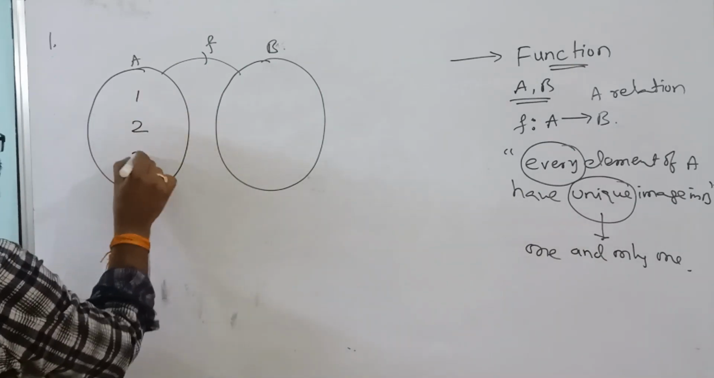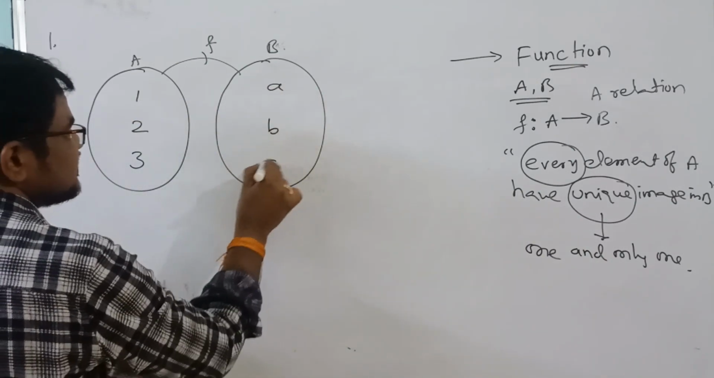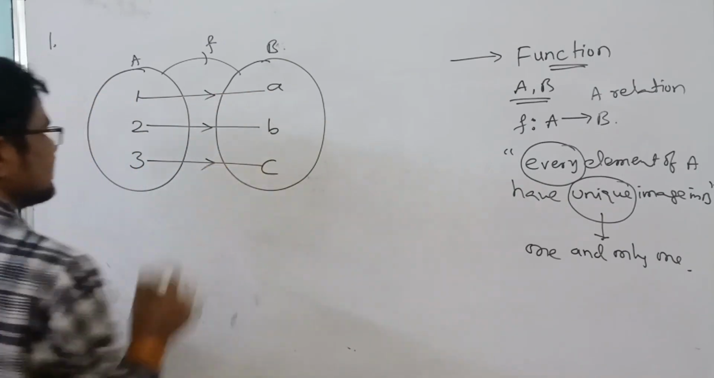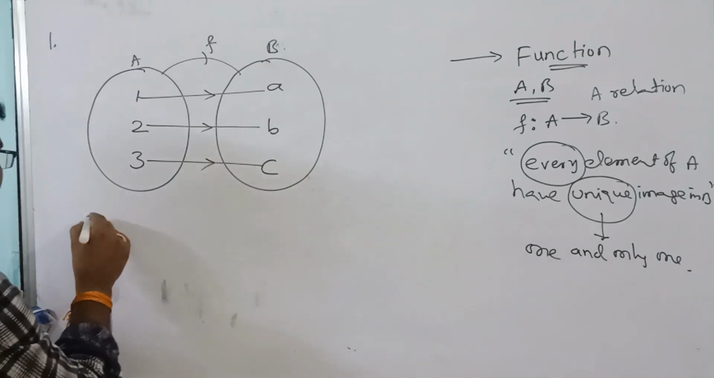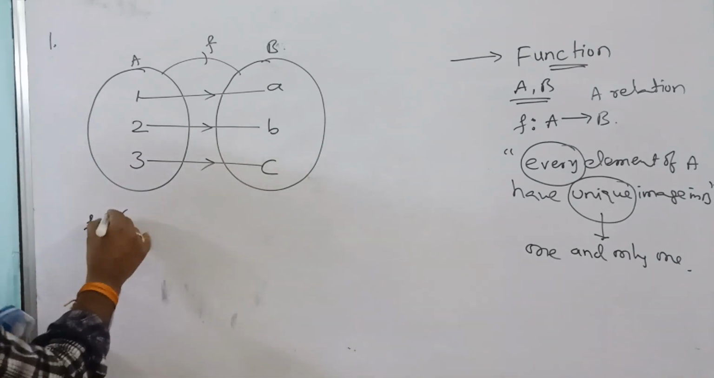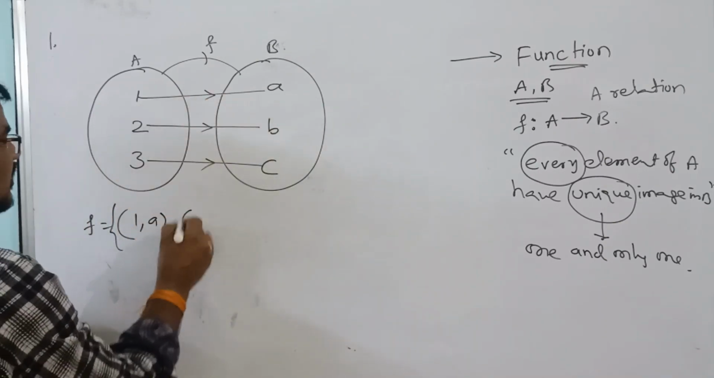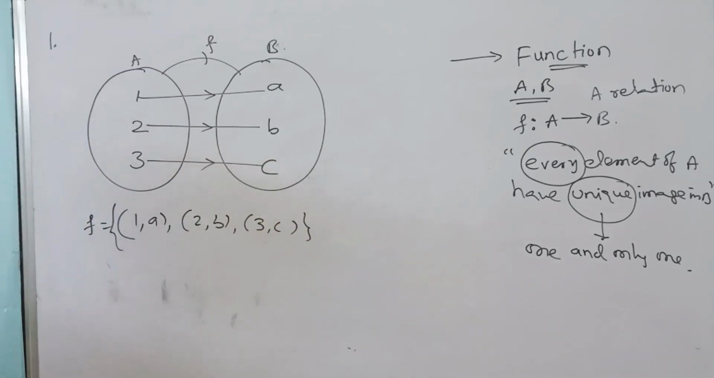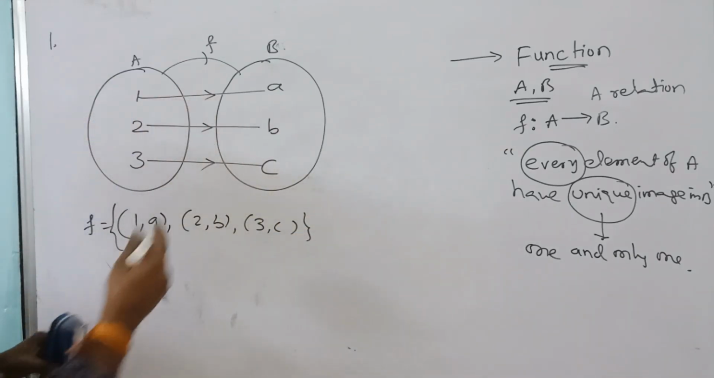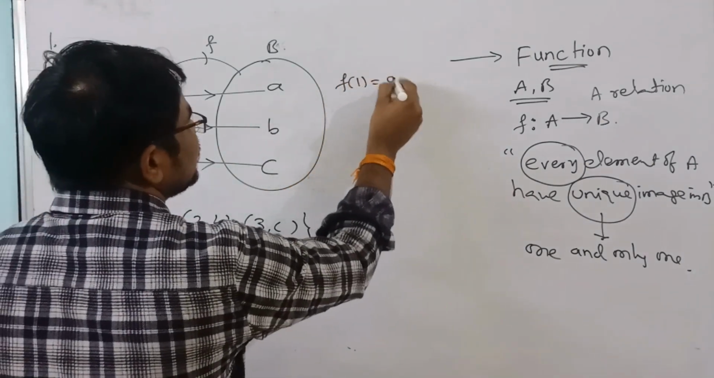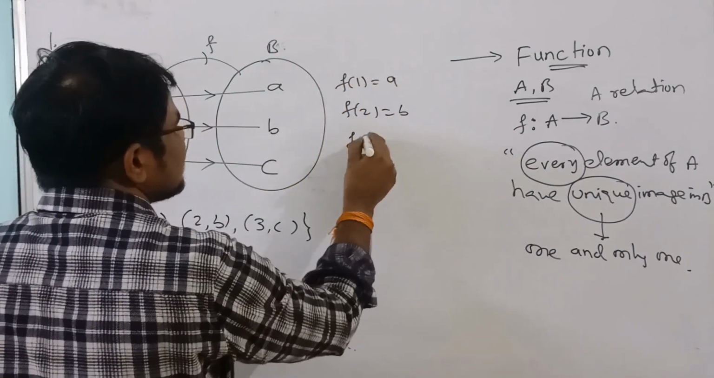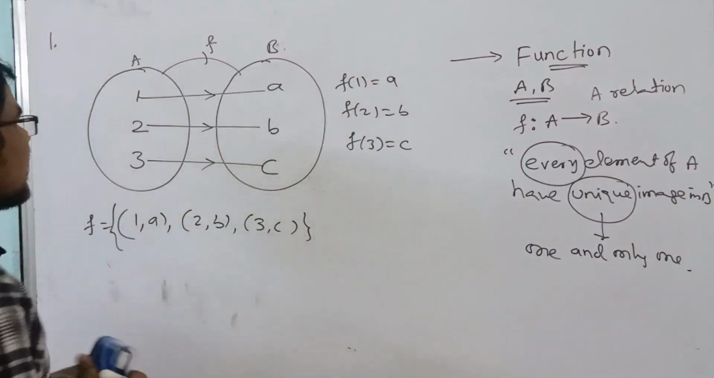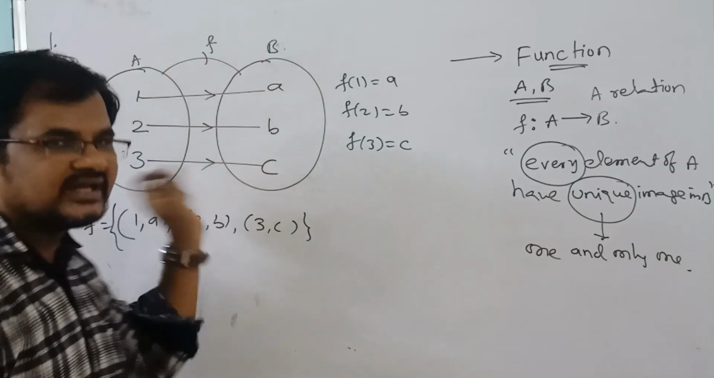This as 1, this as 2, this as 3, and here A, this as B, this as C. Now the relation is like this. f equal to, by the previous concept, you can write (1, A), (2, B) and (3, C). 1 to A, 2 to B and 3 to C. Also you can write f of 1 equal to A, f of 2 equal to B, f of 3 equal to C. Here A, B, C are images of 1, 2, 3, and 1, 2, 3 are themselves the pre-images of A, B, C.